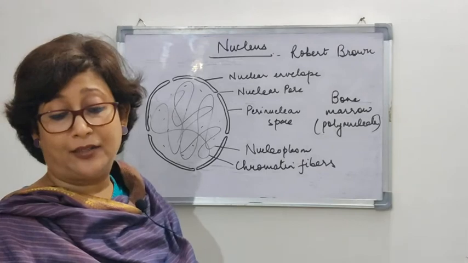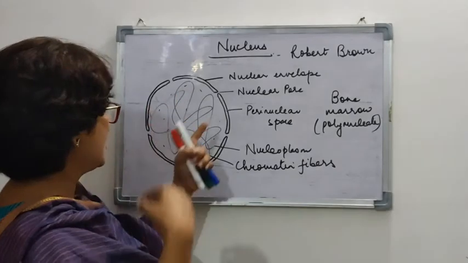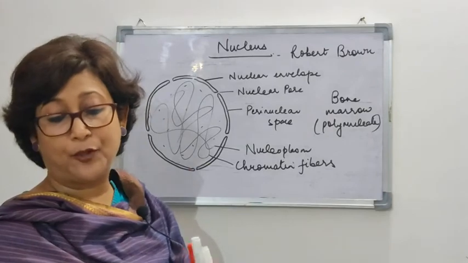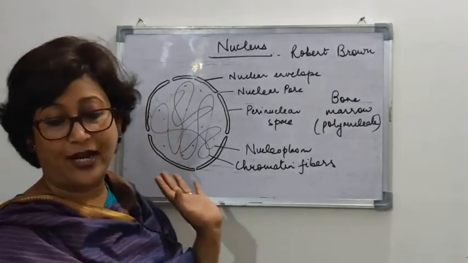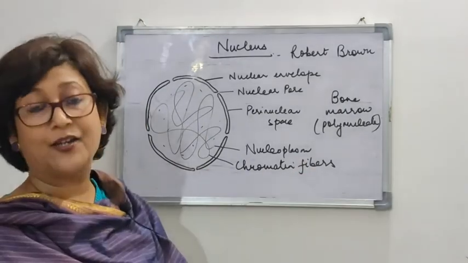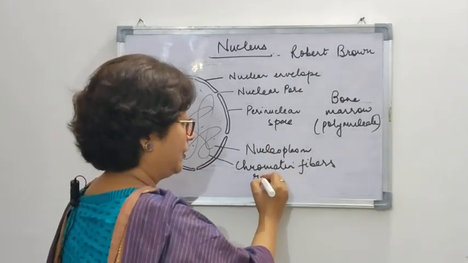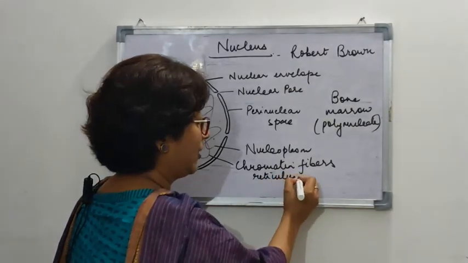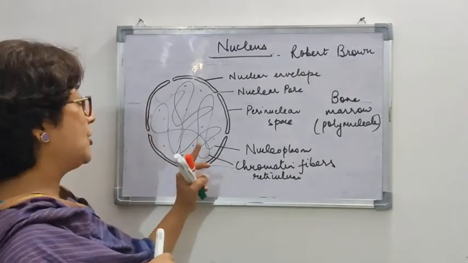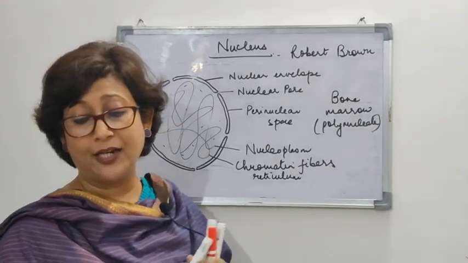Now they occur in the form of fine overlapping coiled fibers. If you look, these are all coiled and they are overlapping each other, right? Like coiled fibers, and they produce a network-like appearance, right? So this is also known as chromatin fibers or chromatin reticulum. When we use the word network, we use the term reticulum. Why reticulum? Because these fibers are all coiled, overlapping each other and forming a network, and so they are chromatin reticulum.